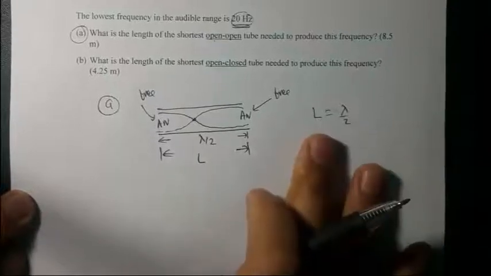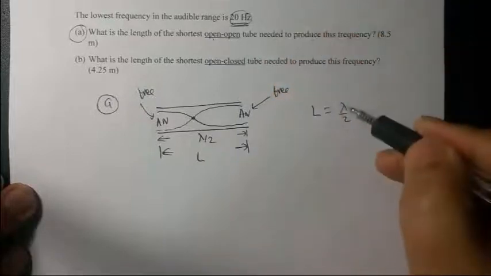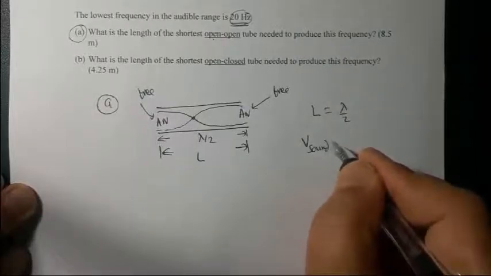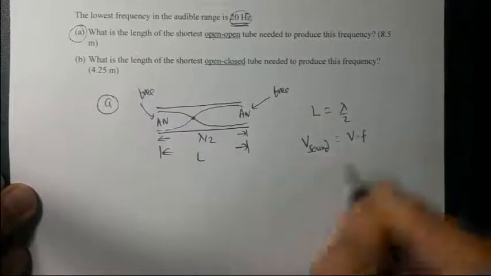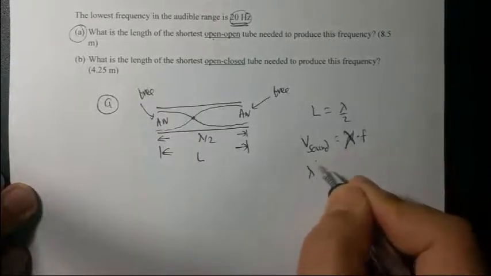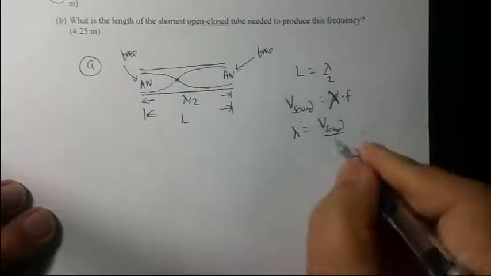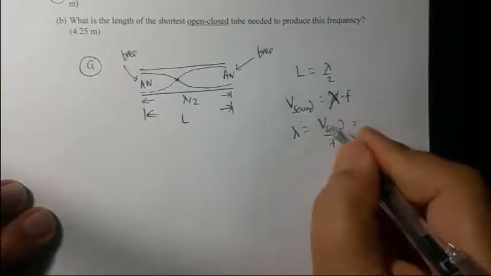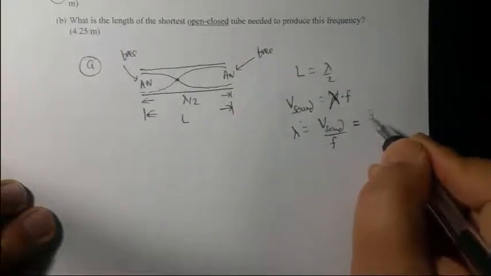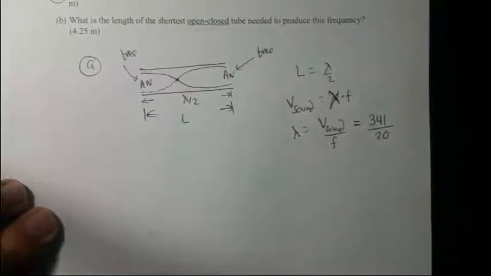But one more thing you have to do is convert this frequency to lambda first, and then you can find the length. So how do you find that? We're talking about sound, and the wave speed is v equals lambda times frequency. Lambda is the speed of sound divided by the frequency. Even if it's not given, the speed of sound in standard air pressure and temperature is 341 meters per second. The frequency is given as 20. So that's the first thing you have to calculate.